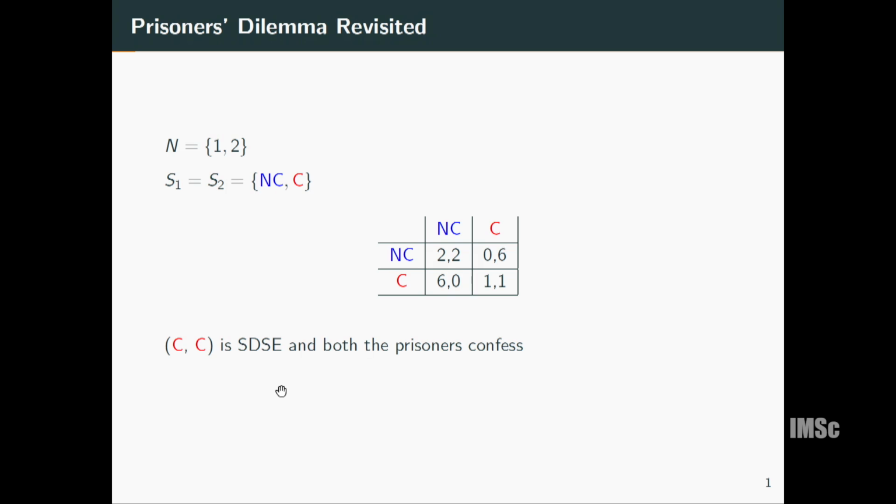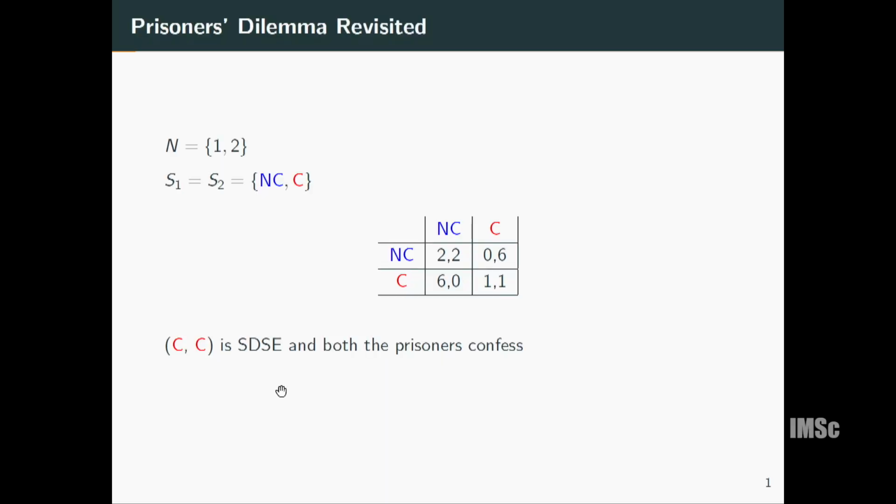Still confused? Okay, let's check it, then it's okay. So if the first person is not confessing, then what should the column player do? If the second person also does not confess, he gets the utility of 2, whereas if he had confessed, he gets the utility of 6. So that means when prisoner 1 is not confessing, the best response of player 2 is to confess. Agreed?